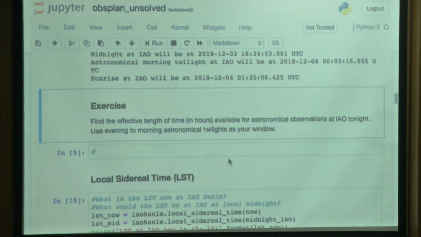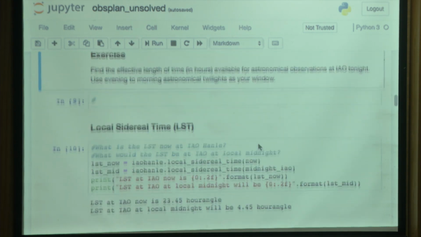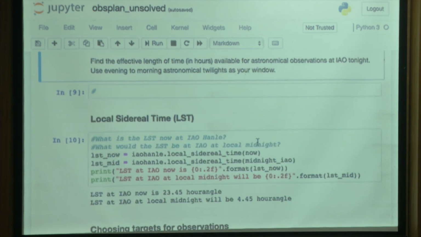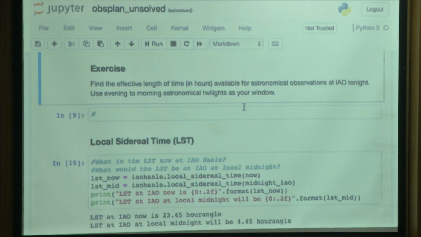So now a small exercise is to find the effective length of time which is available for you tonight to do the observations. So what you want to do is basically just calculate the time difference between when you want to start, which is evening twilight, and when you want to stop, which is morning twilight. So I'll pause here for a couple of minutes. You can fill in the exercise. So anybody has an answer?